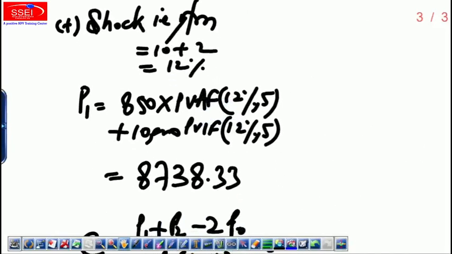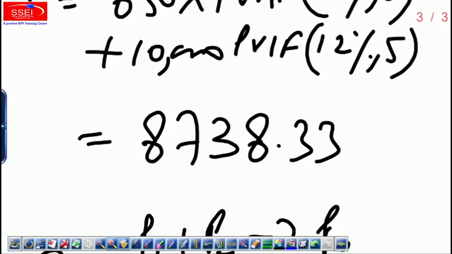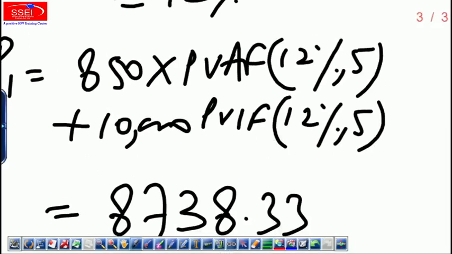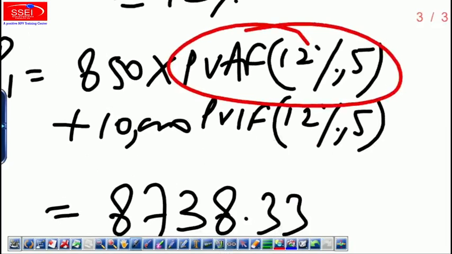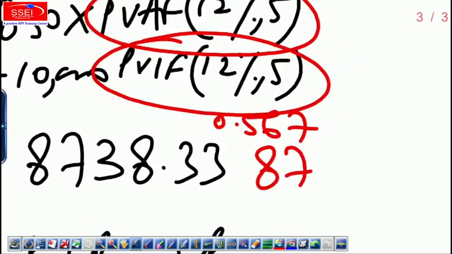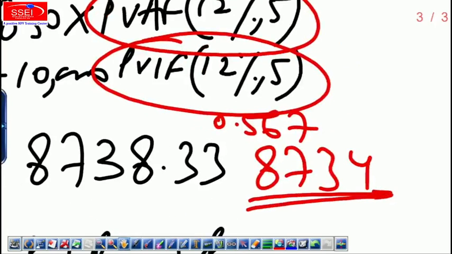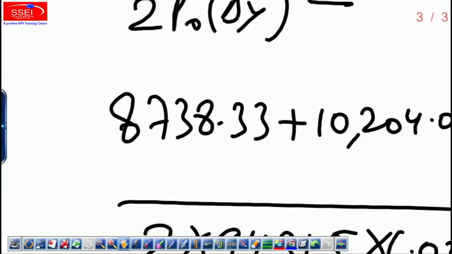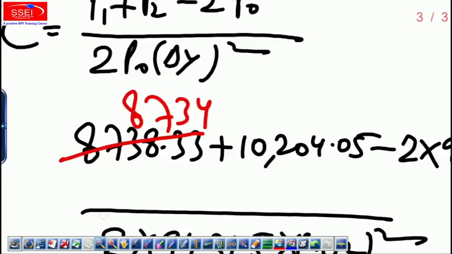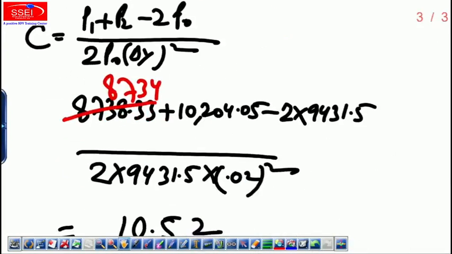I'm coming back to the calculation of P1. Over here P1, in 3 decimal places, the annuity factor is coming to 3.605 and the discounting factor is coming to 0.567. And if you use that, we are getting 8734. Are you understanding? 8734. And if we use 8734 over here, let's check what we are getting.